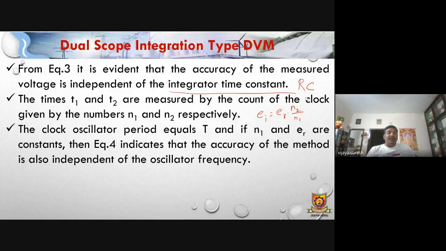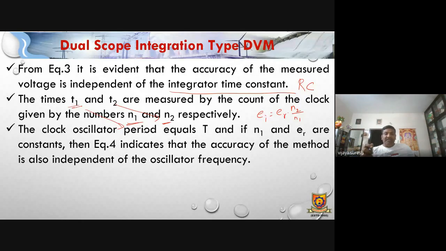And the times T1 and T2 are measured by counting the clock pulses, N1 and N2. So during T1, N1 pulses; during T2, N2 pulses. Like that we can count. The counter will start counting, and whenever it reaches 0, stop the counting. Like that we can get N1 and N2 number of pulses in the durations T1 and T2.